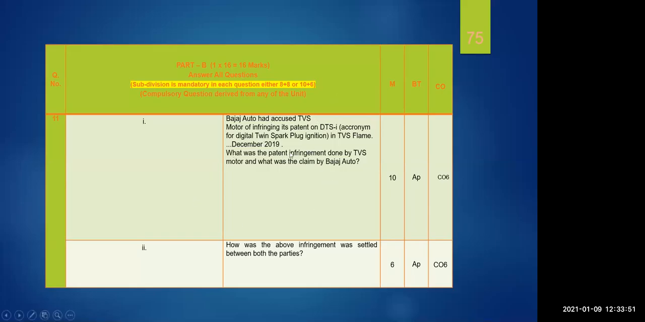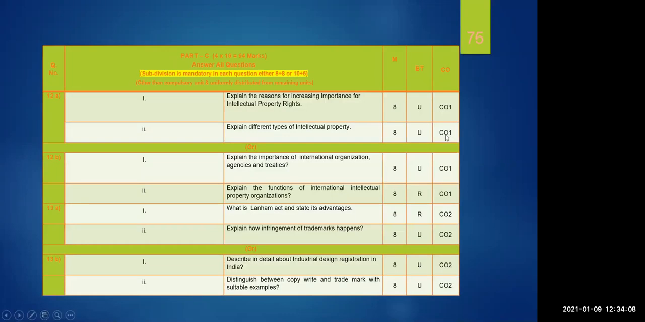A case was filed by Bajaj and the TVS company, and I asked what the problem was in the patent infringement. It is the application point of view. How was the infringement settled? Practically some problem had happened, and I asked the students to analyze it from an application point of view. Similarly, if you go to Part C, it is again a 16 mark question.